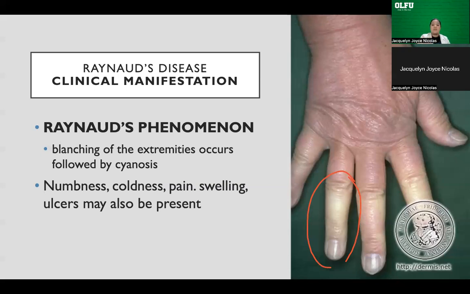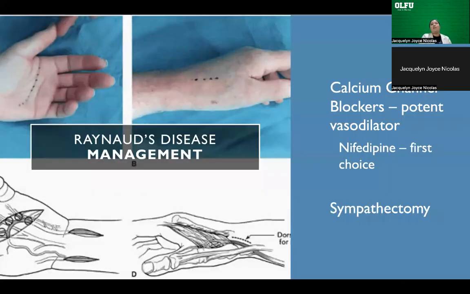Then, clients may report numbness, coldness, and pain in the area. In some forms, pwedeng magkaroon ng swelling, pero very rarely pwedeng magkaroon pa rin ng ulcers. Okay? Pero again, it's not as common as Buerger's disease. Yung ulceration sa Raynaud's. Okay? Now, what do we do in Raynaud's disease?